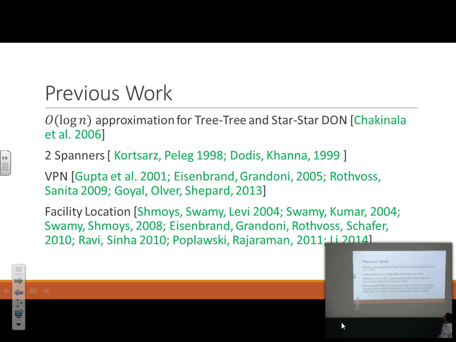Okay. All right, so there's a lot of previous work. I'll highlight the main ones here. For the case when you have both sides being trees or both sides being stars, there is a log n approximation algorithm. Can you guess where it comes from?